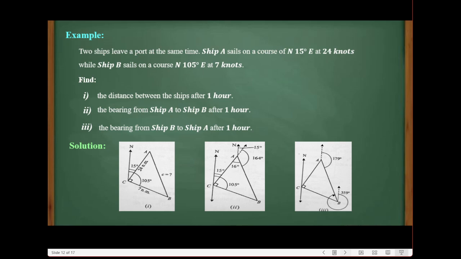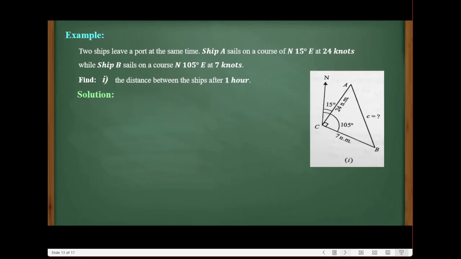Now, let us solve each one of them. Okay, so this is the figure. Again, 2 ships leave a port at the same time. Maybe that is from point C. Ship A sails on a course of 15 degrees east of north. So this is the north-south line. This is our reference. And from the starting point, which is point C, ship A goes to this direction with a course or bearing of 15 degrees east of north.